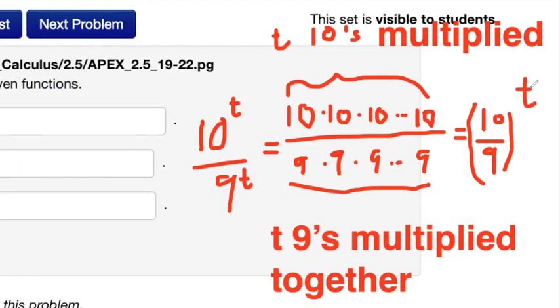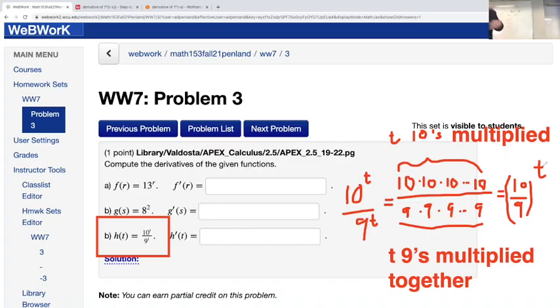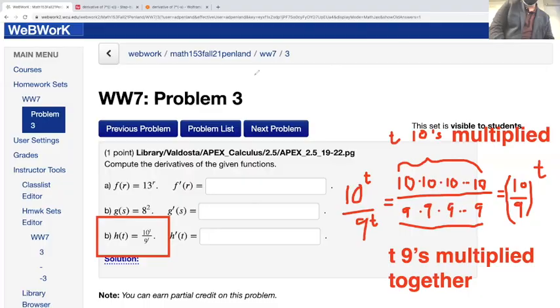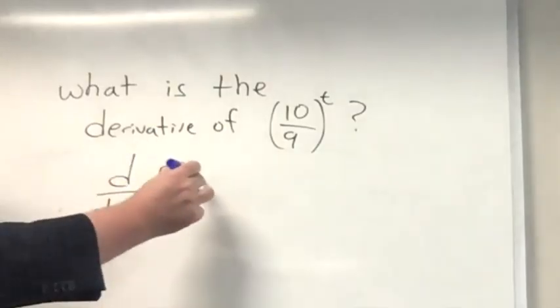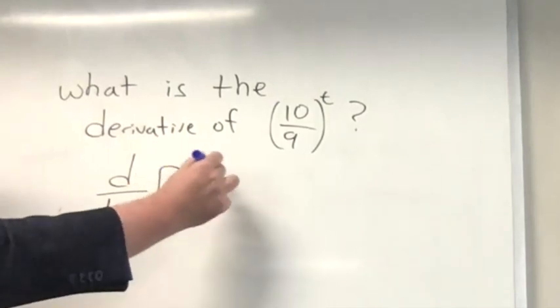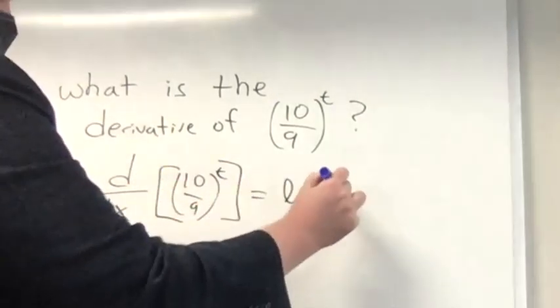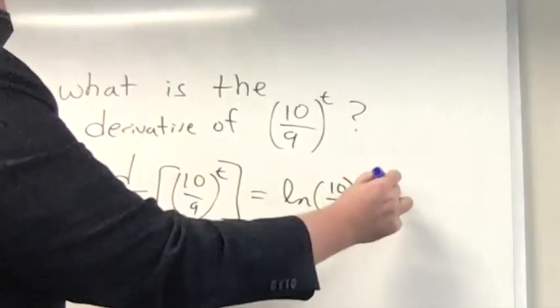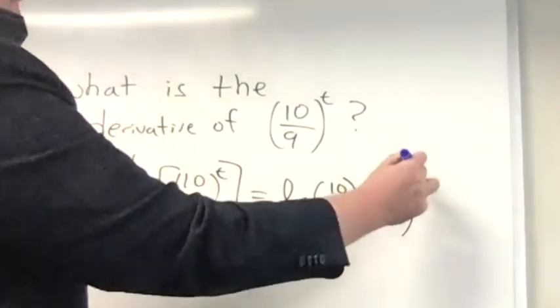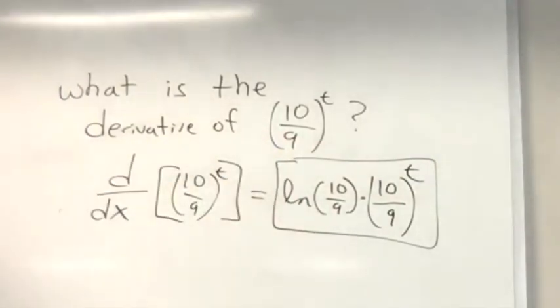So 10 to the t over 9 to the t is the same thing as 10 over 9 raised to the t. Now if I rewrite it that way, and I ask what's the derivative of 10 over 9 raised to the t's power, d by dt of 10 over 9 raised to the t, it's natural log of 10 over 9 times 10 over 9 raised to the t. So this would be my final thing that I needed to type in.